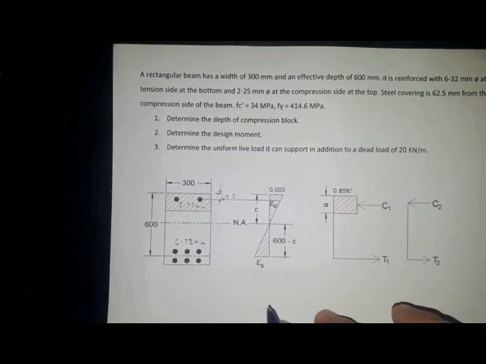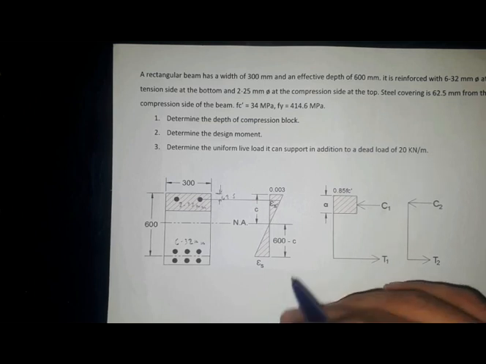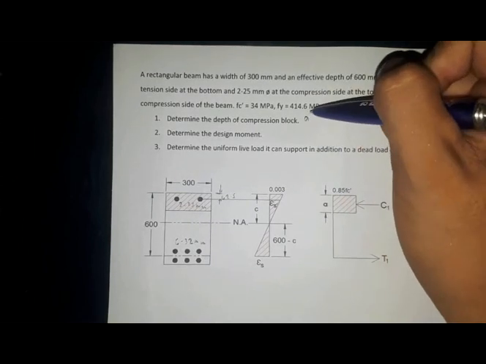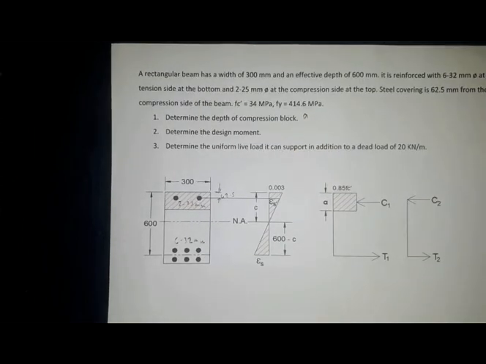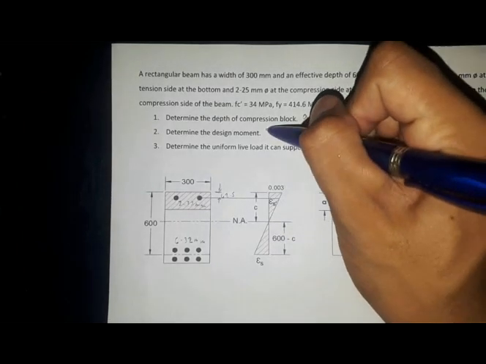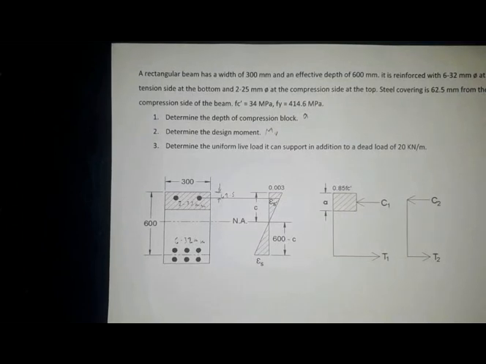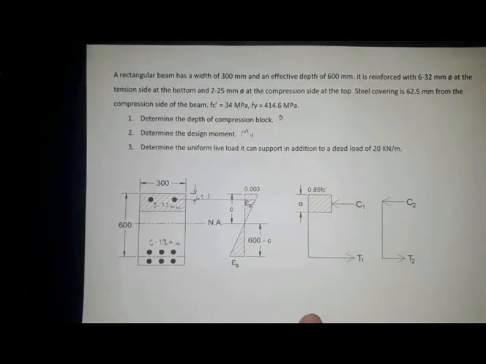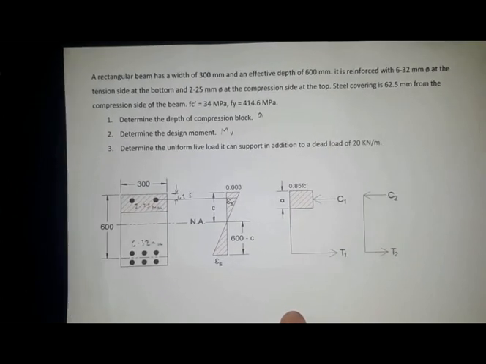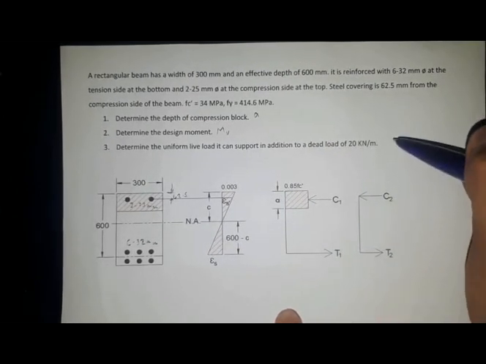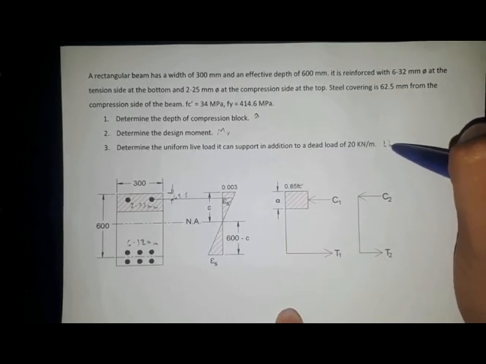Now you have FC prime of 34 MPa and Fy is 414.6 MPa. Number 1, determine the depth of the compression block, so we are required to find A. Number 2, determine the design moment, which is the ultimate moment, Mu. And number 3, determine the uniform load it can support in addition to a dead load of 20 kilonewtons per meter, so we are looking for the value of the live load.